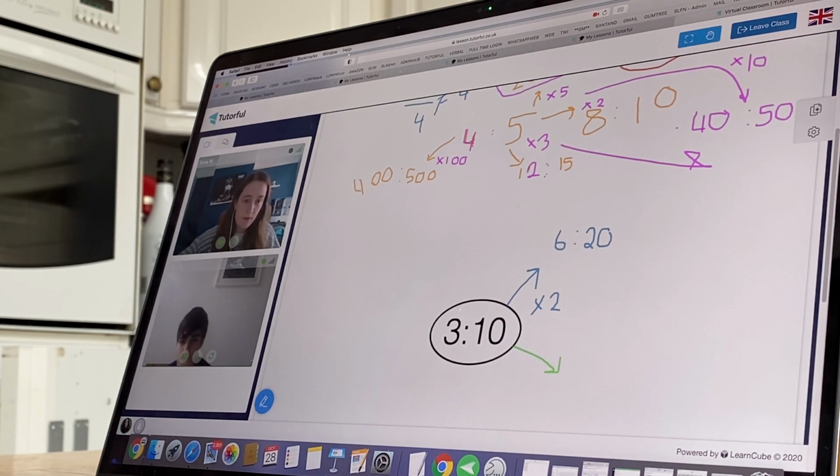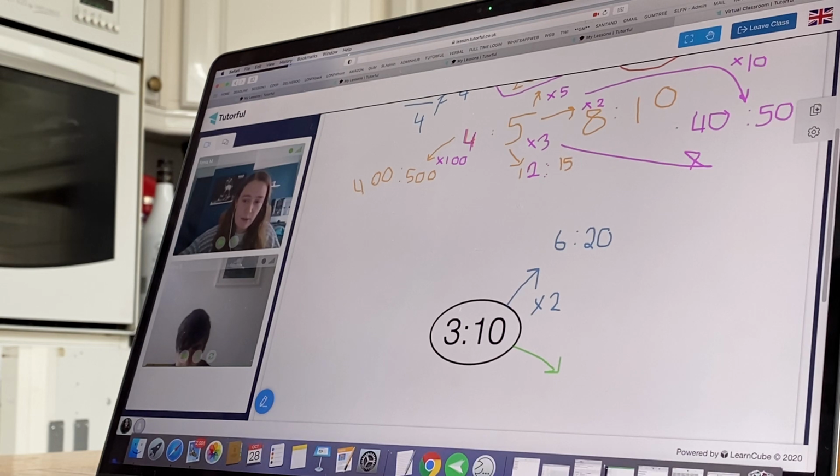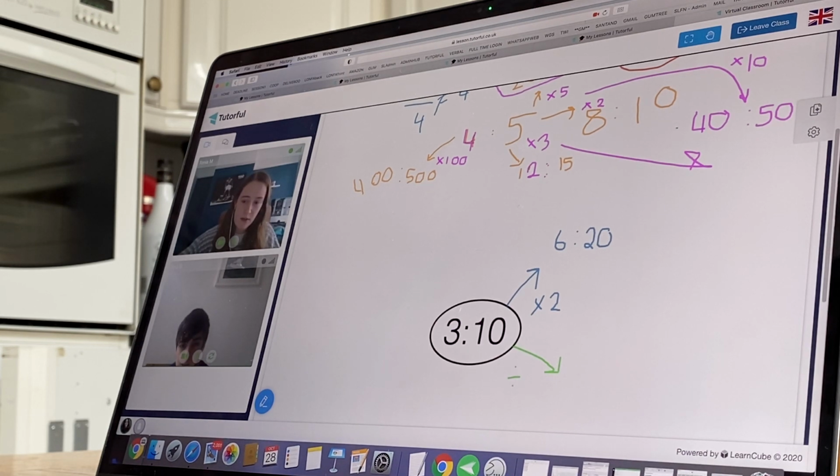Why can't we do 5 though? We could do 5. It doesn't necessarily have to be a multiplication, it could be a division. So we could divide by 2 and then we get 1.5 to 5, if that's what you mean. Yeah. Come on then, give me another one.